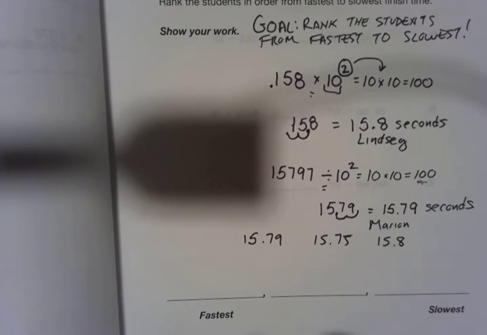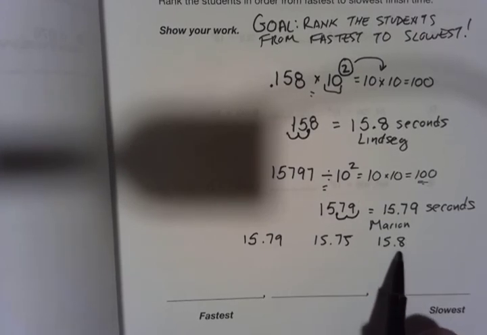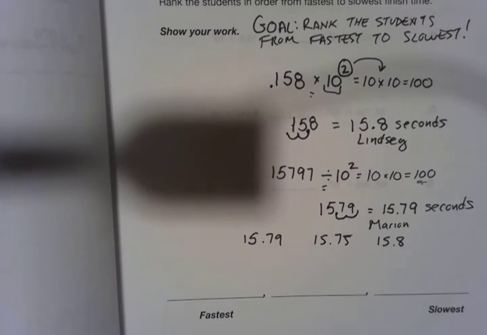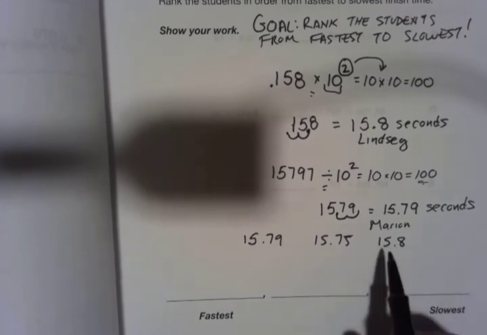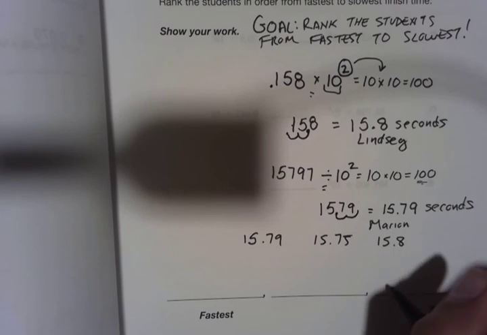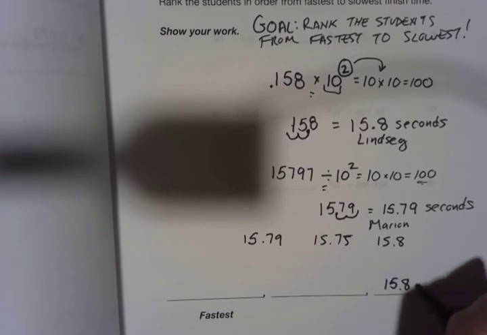Well, I know Mr. Morales wants the most money, so I know $15.80 is the most out of those 3, but this is a race, and I'm not going to get fooled. So the most money is actually the slowest. So 15.8 will be our slowest time, and 15.8 belongs to Lindsay.